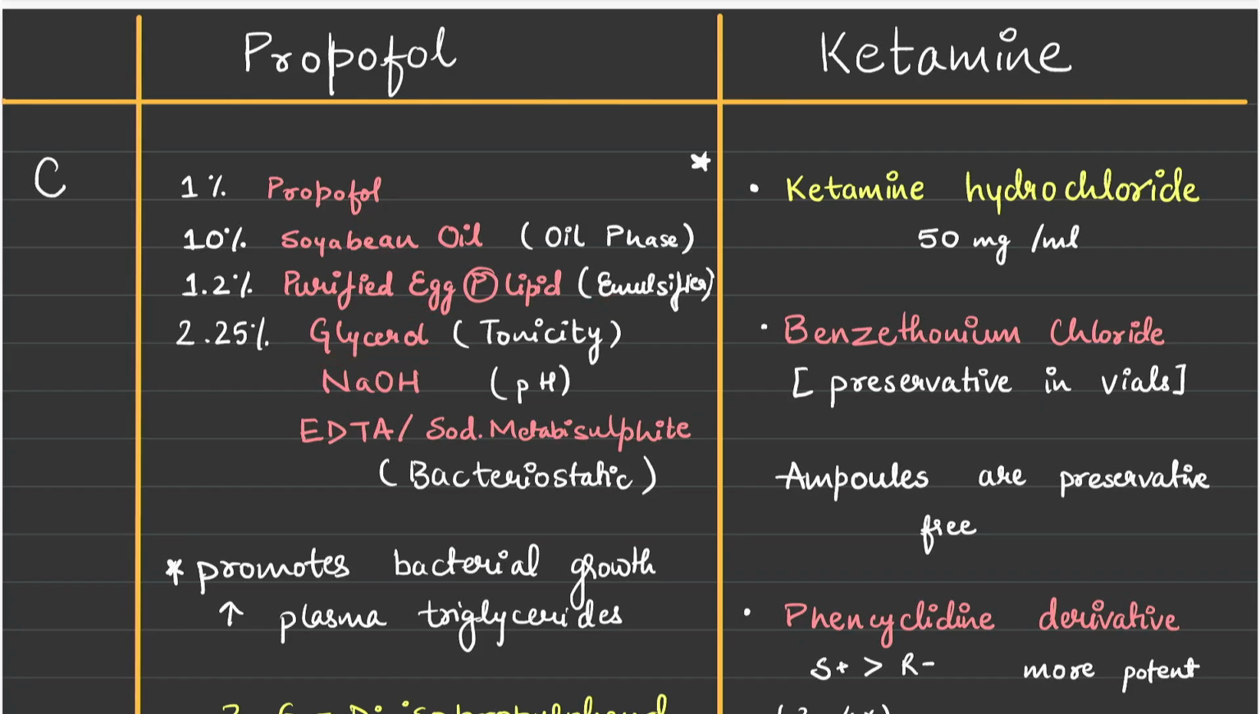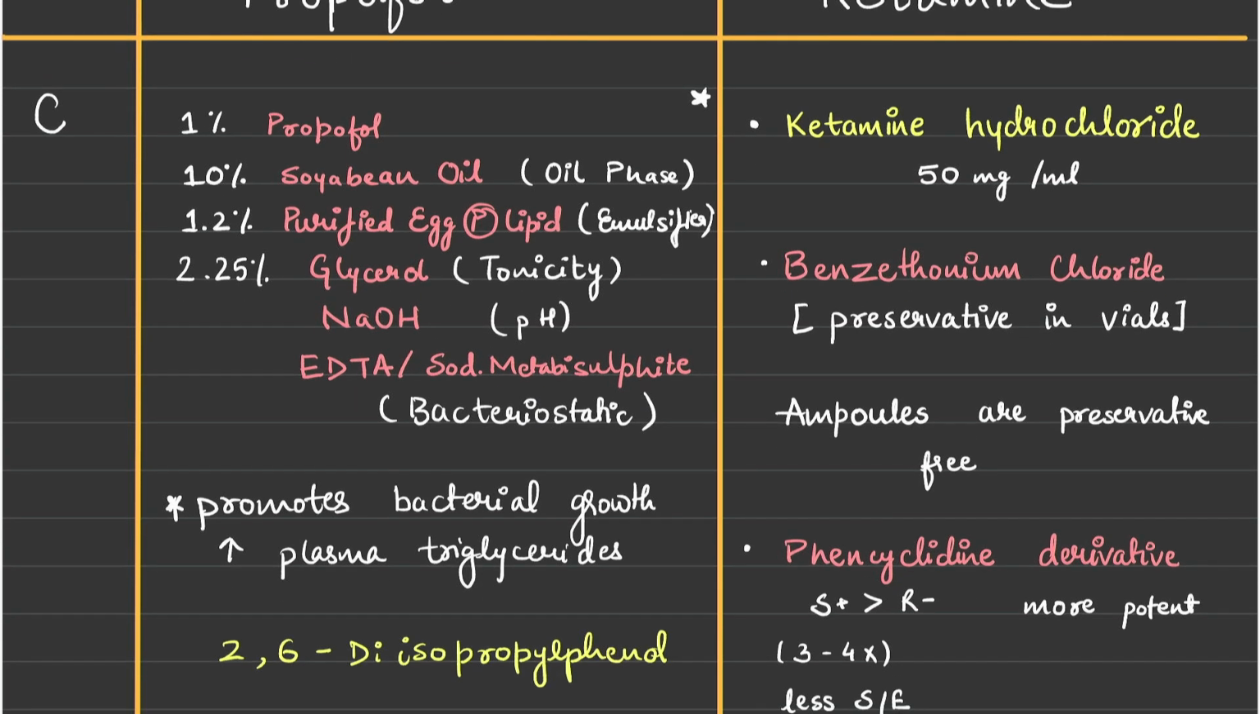Glycerol is for providing tonicity, which is 2.25%. Then there is sodium hydroxide, which maintains the pH of the composition. We have bacteriostatic agents as well, EDTA or sodium metabisulfite. They act as bacteriostatic. This composition promotes bacterial growth and increases plasma triglyceride levels.